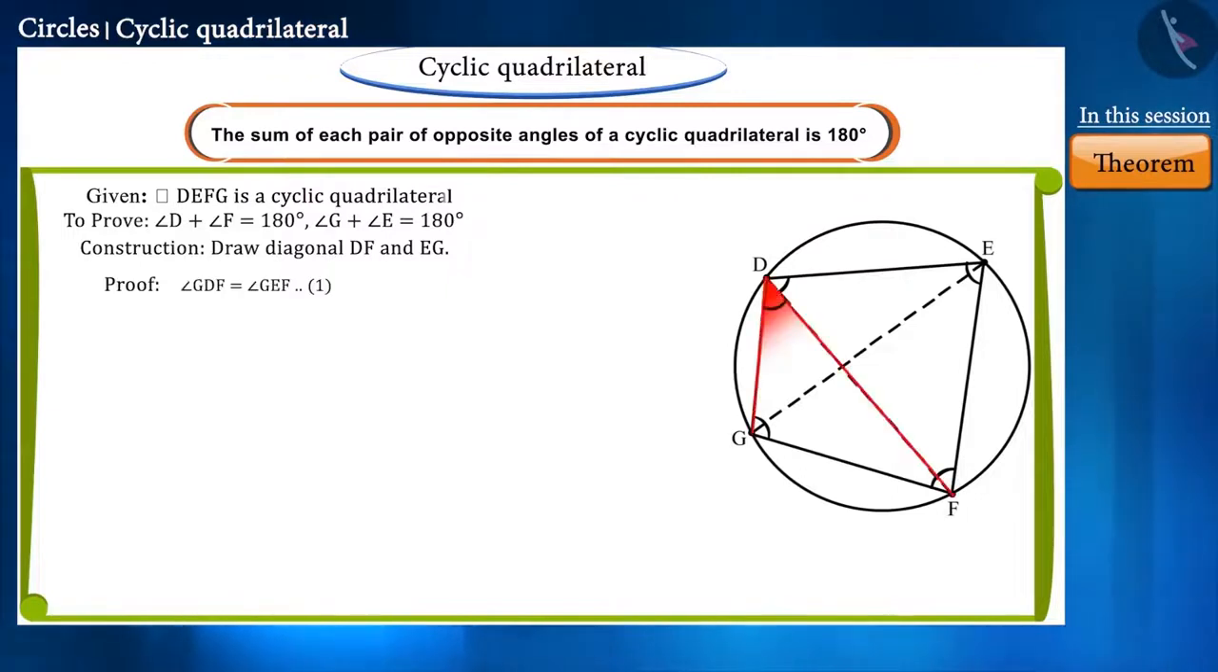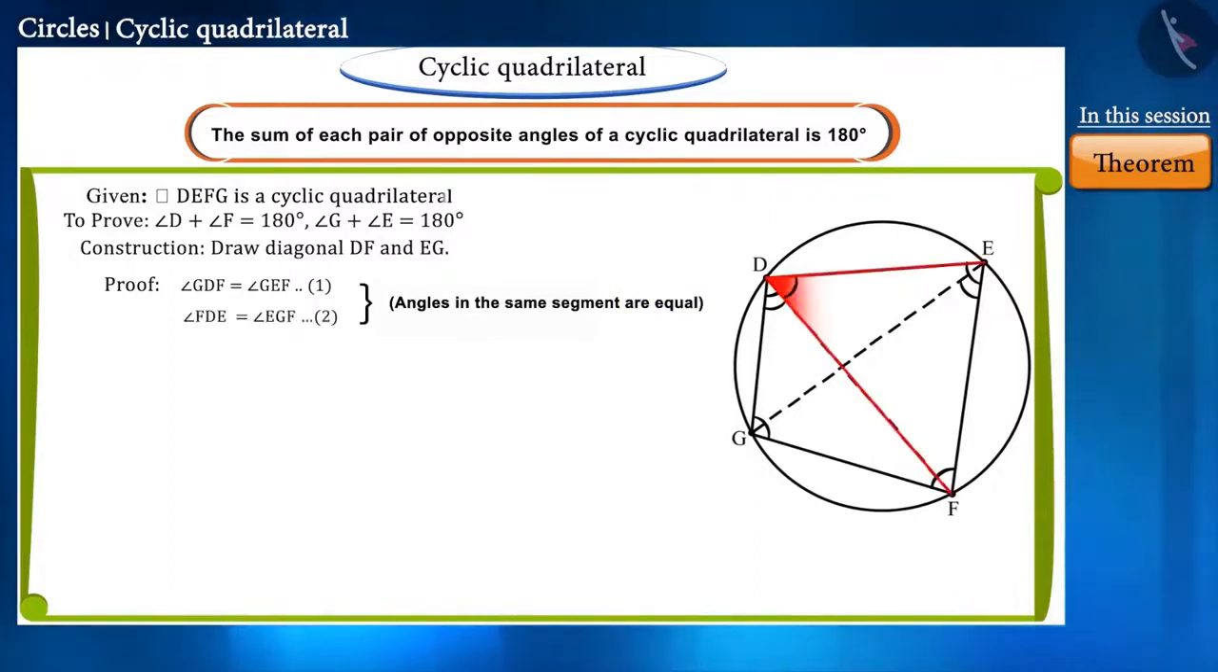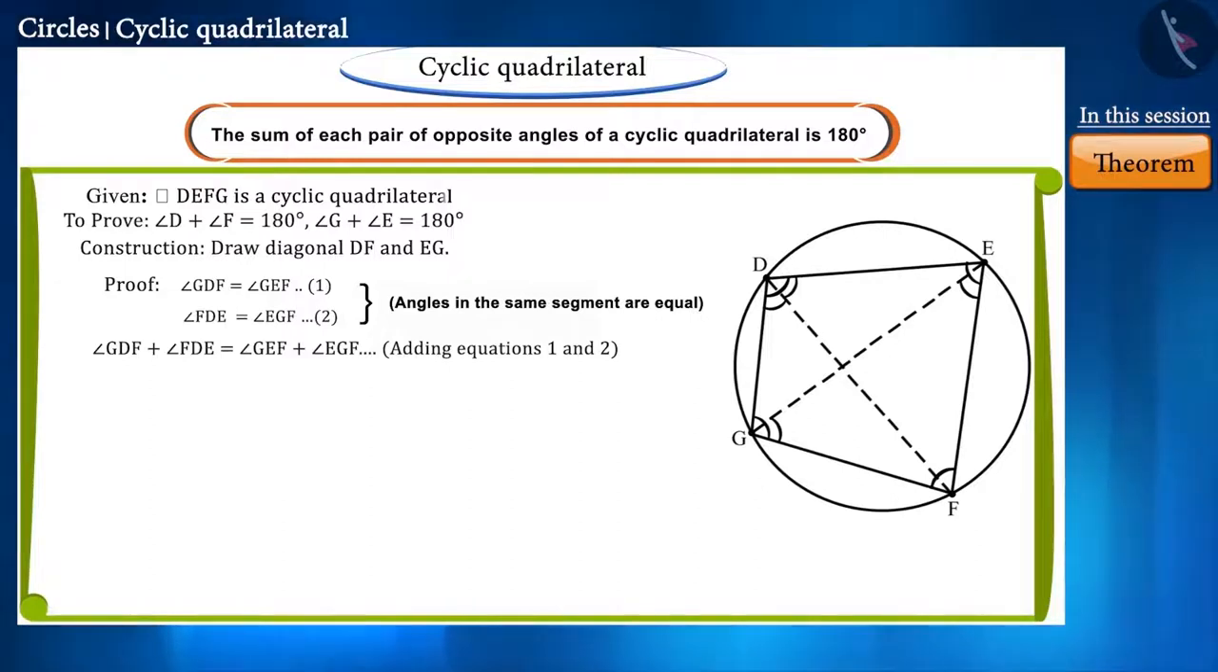Friends, angle GDF and angle GEF are angles formed in the same segment, so they will be equal. Similarly, these two angles, angle FDE and angle EGF, will be equal. Let's consider these as equation 1 and 2. Now let's add these two equations like this. Friends, you can see that by joining angle GDF and angle FDE, we get angle D. That is, we can write angle D here.